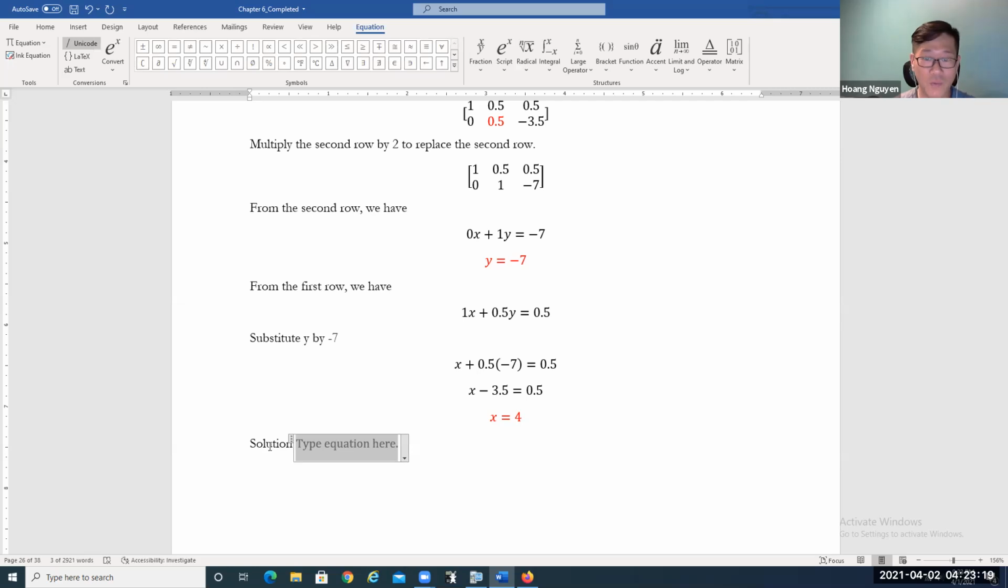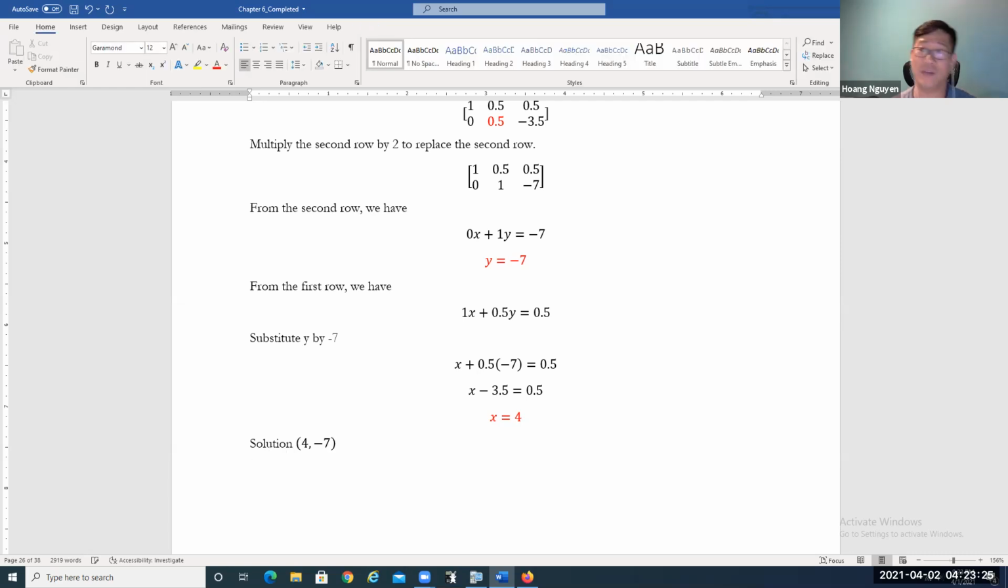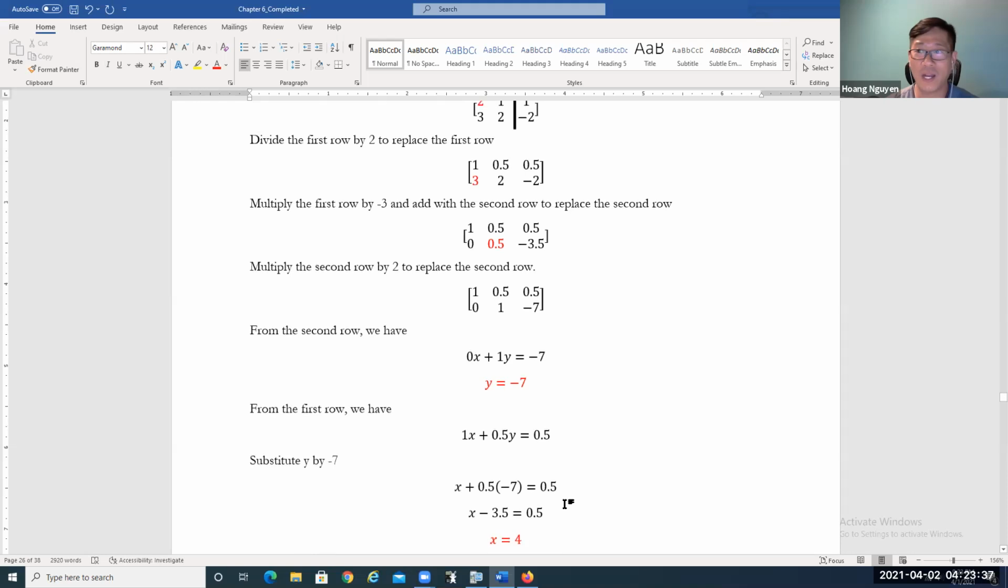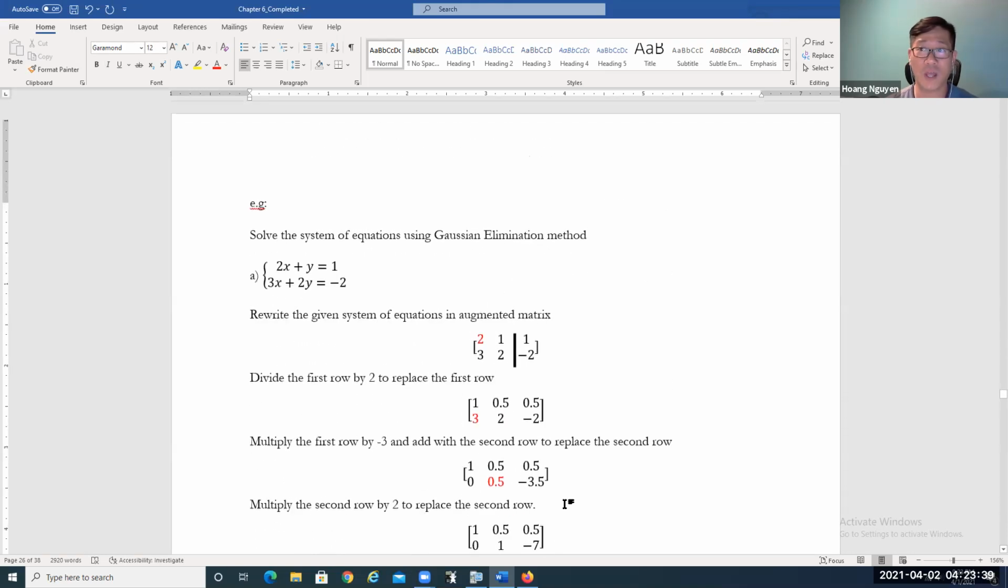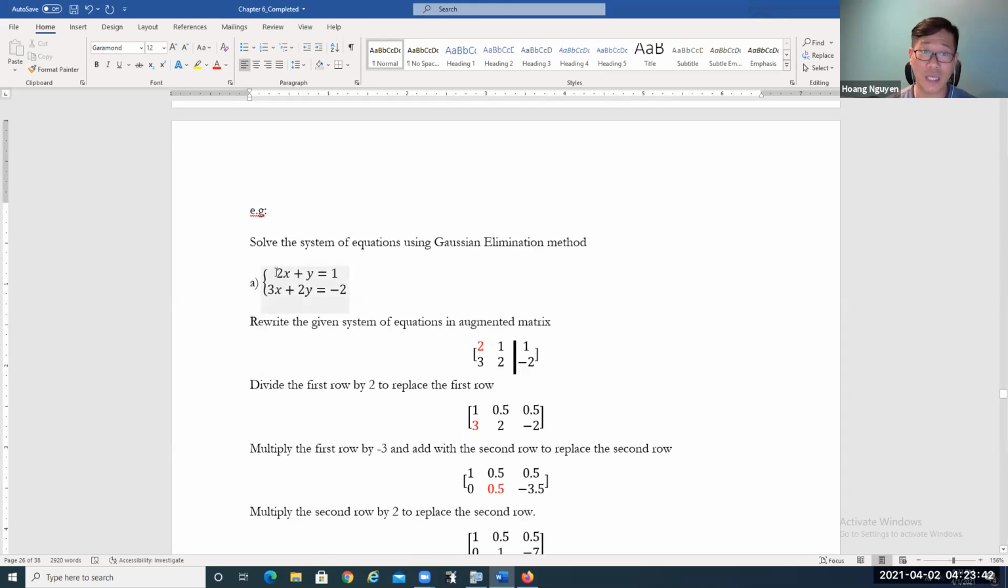Okay, so the solution that we have is going to be in terms of an ordered pair. X goes first, so x equals 4, y is equal to -7. Okay, so this is going to be the solution. Now, if you want to double check, if you want to make sure that we have the solution correctly, we might check it, right? So how are we going to check it? We're going to check the solution by substituting into the original equation.